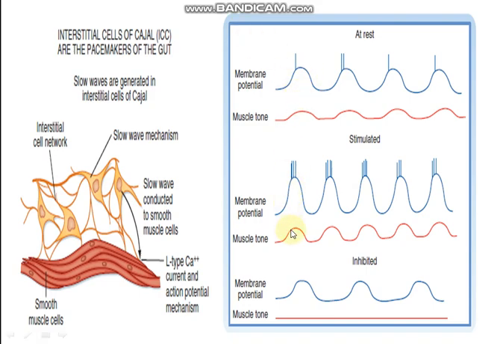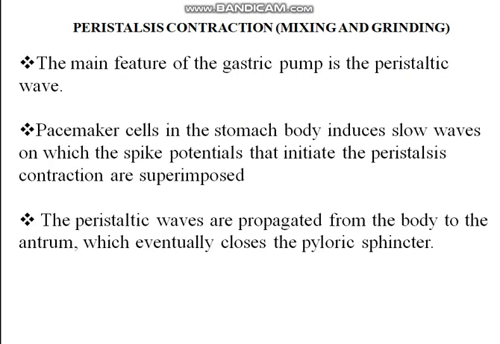peristalsis contraction. Slow waves that are not accompanied by the spike potentials do not elicit what? Contraction. Muscle contractions are evoked by the presence of these spike potentials. The greater the number of these spike potentials, the more intense the contraction of the smooth muscle.